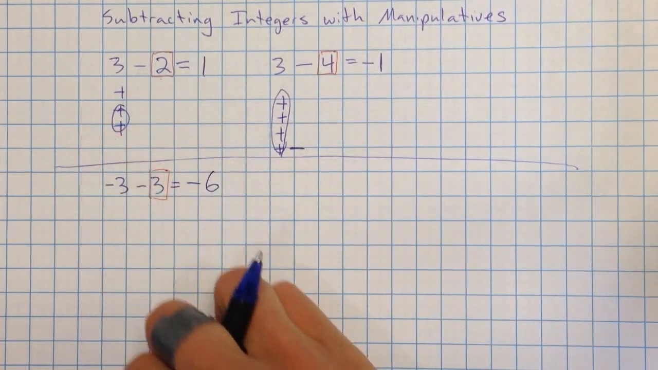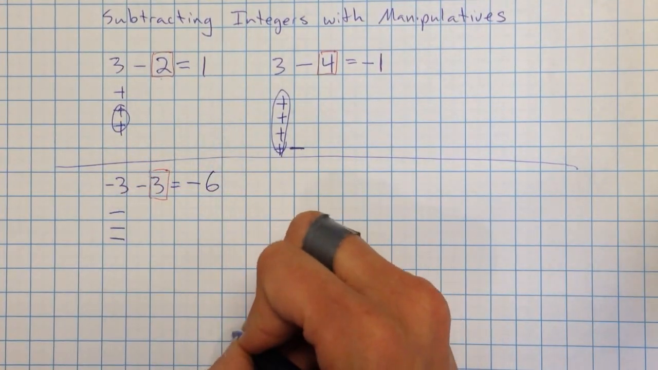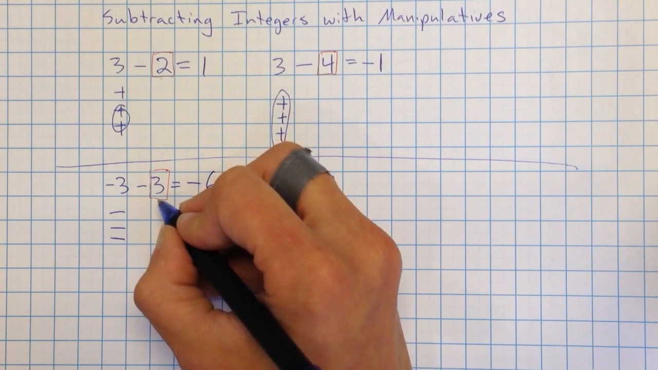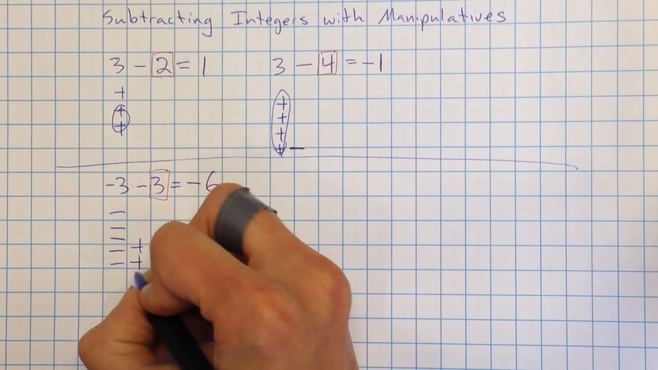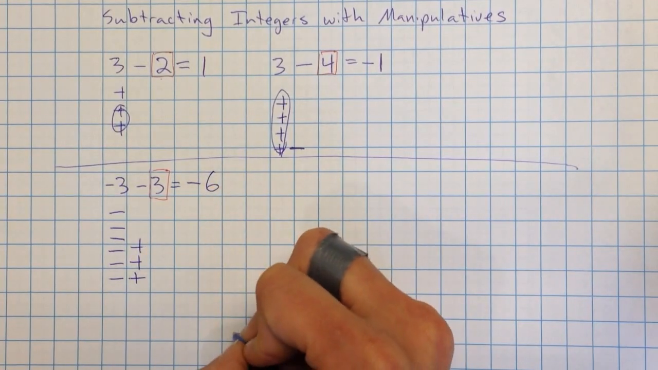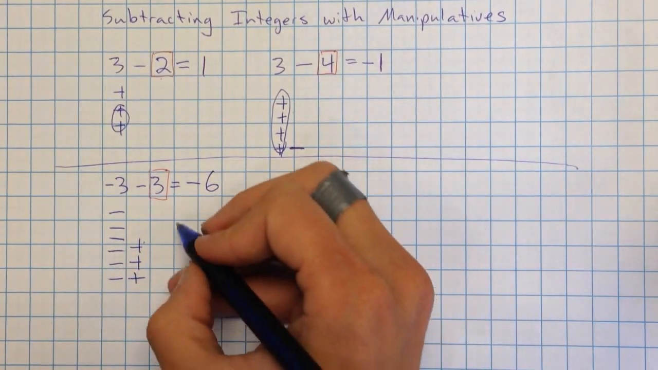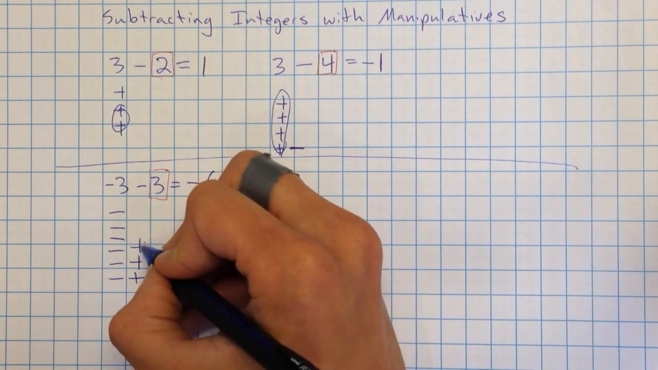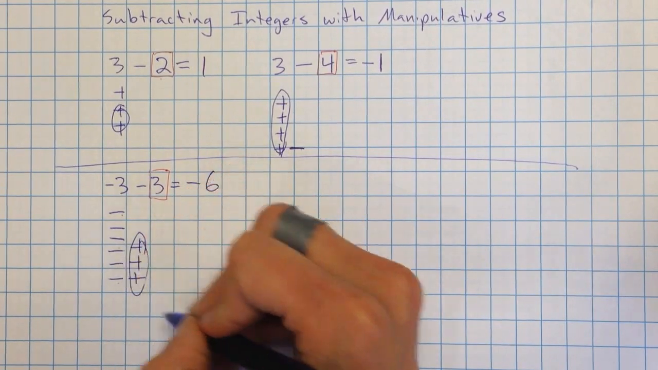Again, I can draw that doing the same thing. Start with 3 negatives, 1, 2, 3. I need to subtract 3 positives. I don't have those, so I'm going to keep adding pairs. 1, 2, 3. Now I look, so I have 3 that I can subtract, so I circle those 3. And I'm left with 1, 2, 3, 4, 5, 6 negatives.